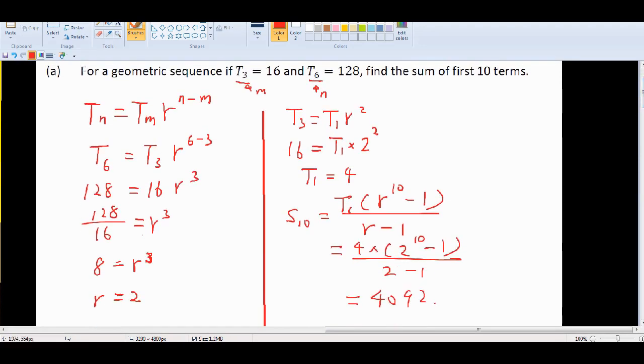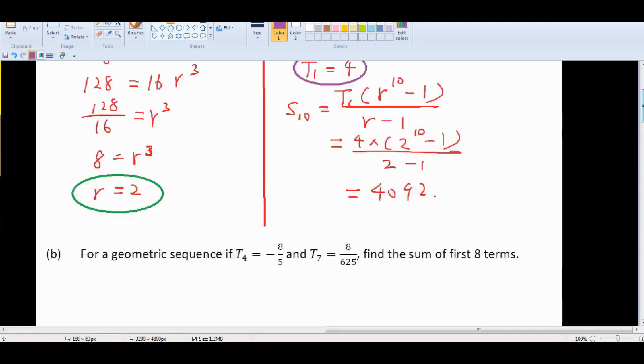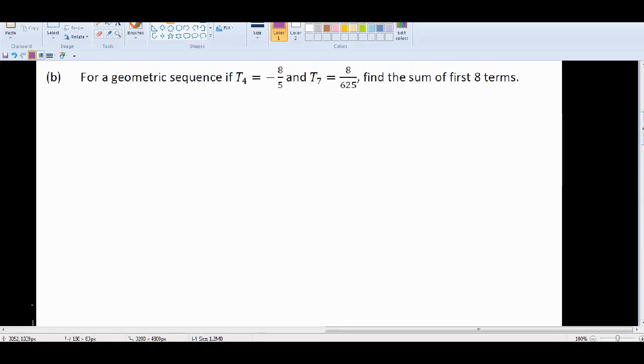You see, you need to use your knowledge in sequence to help you to find two major quantities in our formula of geometric series. You need to find R, you need to find that T1. So that's two essential components in that formula. Let's move on to this part. I'm going to give you some time to do it. Remember, when you see something negative and sometimes positive, then you expect that the common ratio will be a negative number, right?